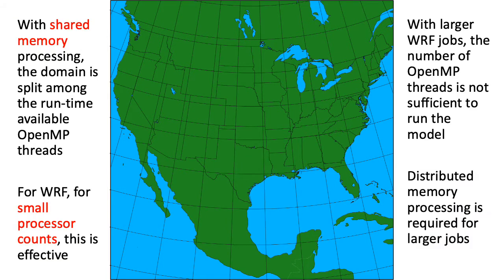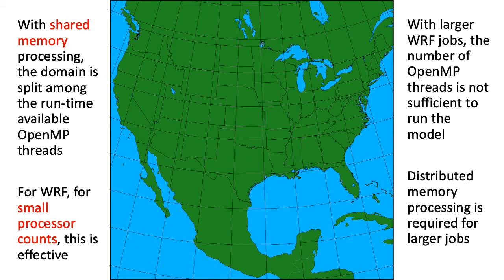Shared memory processing and MPI processing differ in a number of ways. If we ask for 36 shared memory processes and only 35 are available, the model will happily run on the 35 available OpenMP threads and move on. For the WRF model, for small processor counts, and we're going to consider the number of cores per node to be a small processor count, shared memory parallelism is effective.